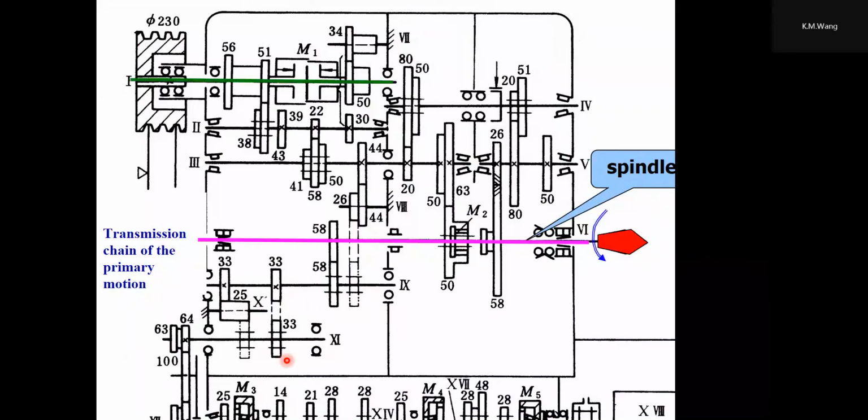This is the spindle, and the first is shaft one. Through the motor and the pulley, the power will be transmitted to shaft 1. And this M1 is a bi-directional multi-plate friction clutch, which is installed on the shaft.